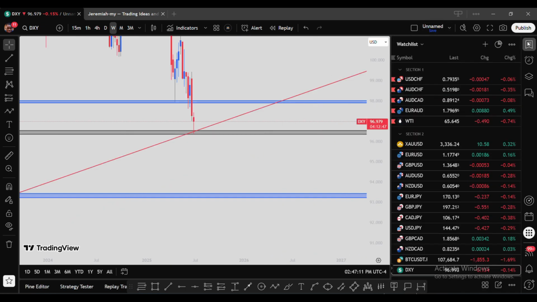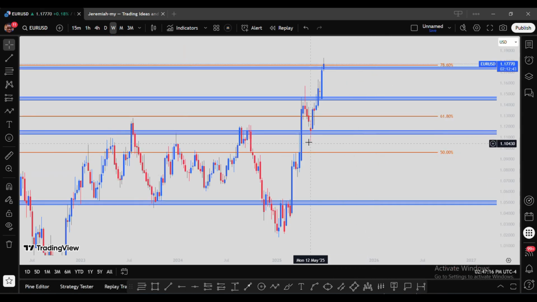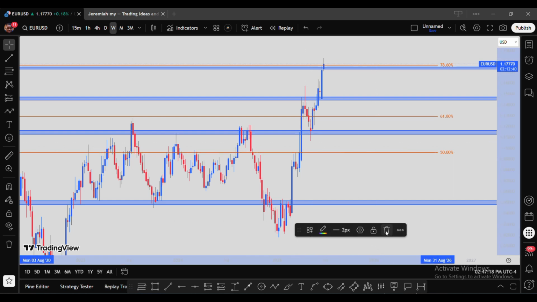So now it's time to look at EURUSD. Let's see how price was moving. On EURUSD, let's check it on the monthly time frame, right?